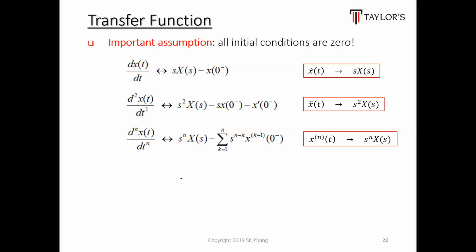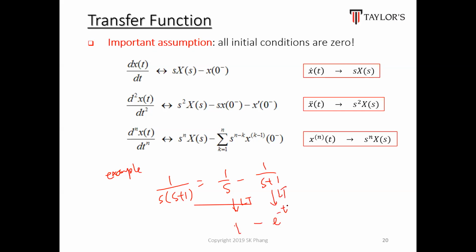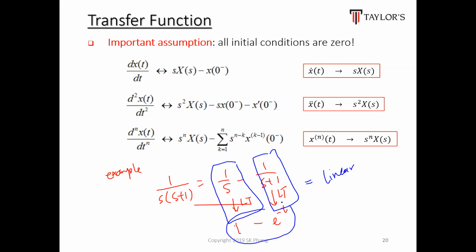Okay. When you break down a system, I'll give you one example: 1 over s plus 1 equals 1 over s minus 1 over s plus 1. Then you apply the Laplace transform and you get 1 minus e to the negative t, correct? You are actually applying the Laplace transform on a new system. You apply it on 1 over s, and then on 1 over s plus 1, and then you add them up together. This only happens when you have a linear system. If you have a non-linear system, you cannot add them up together.